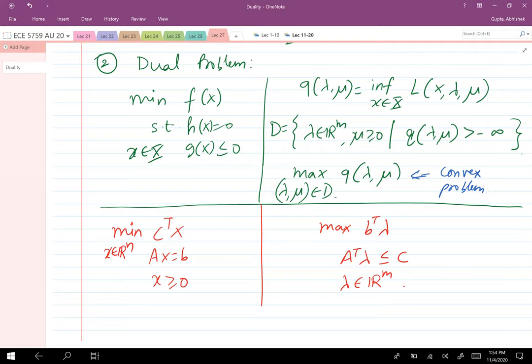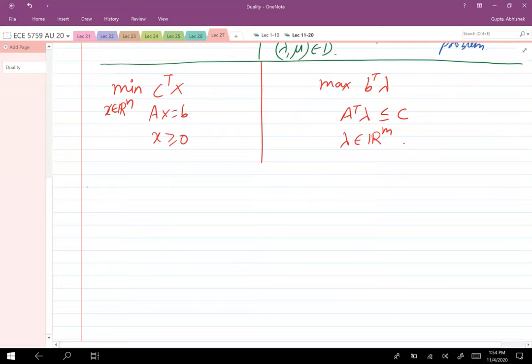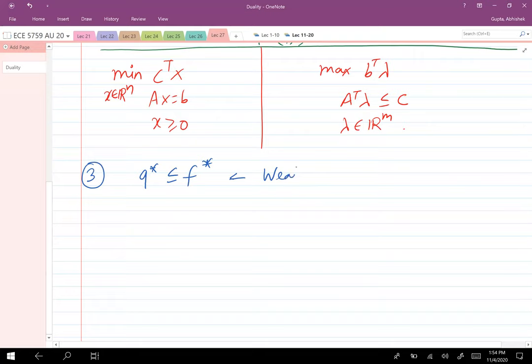The third thing we learned was the weak duality theorem, which says Q star is less than or equal to F star. And as you can see, the amount of assumptions needed for weak duality to hold is almost negligible. It literally holds under all situations, no matter whether F is convex or not, non-differentiable, doesn't matter whether X is discrete or not. It doesn't matter whether you have equality constraints or inequality constraints. It just holds in all situations.